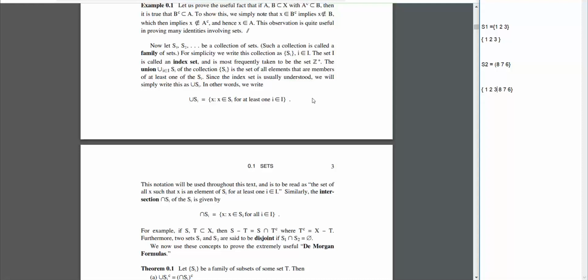Since the index set is usually understood, we will simply write this as the union of S_i. In this case, the union is basically telling you the elements of the positive integers, the index set. In other words, we write the union of S_i equals the set of all x such that x belongs to S_i for at least one i belonging to the positive integers. So in this case, x belongs to S_i, where i is one of the positive integers.